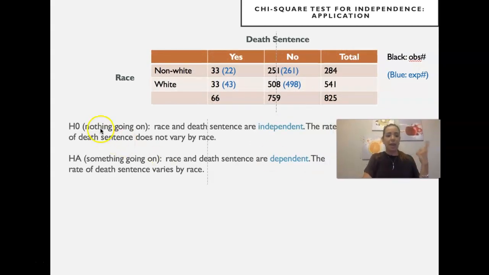Again, let's recap the hypothesis. The null: nothing is going on. Race and death sentence are independent. The rate of death sentence does not vary by race. And the alternative hypothesis is that something is going on, that something is a relationship between the death sentence and race. They are dependent. The rate of death sentence varies by race.